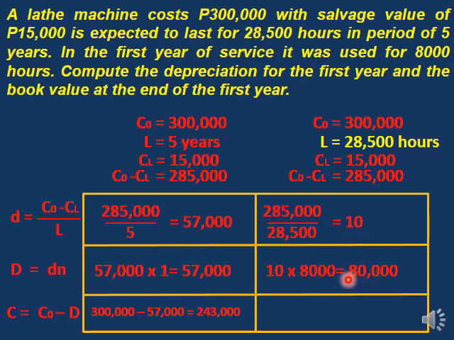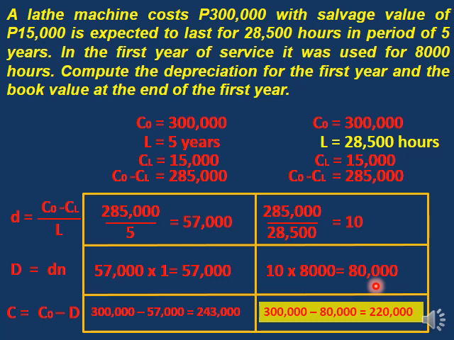So if the depreciation is 10 pesos, meaning the machine is not overworked, the machine will depreciate based on the age. The total depreciation is 57. But since the machine has worked 8,000 hours for that year, it is considered overworked, and this is the depreciation. Now, if we compute the total book value after 1 year, 300,000 less the amount of depreciation is 200,000 pesos. Compare the two book values.